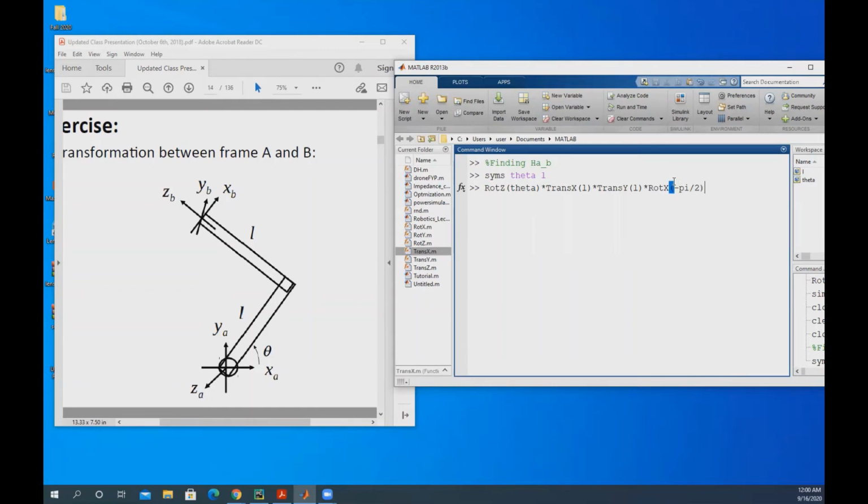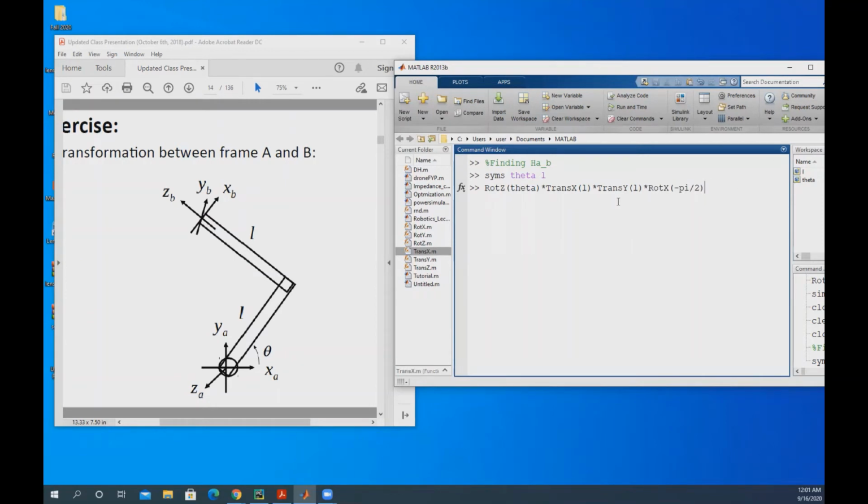So if I rotate about X by minus pi over 2, ZA, which is perpendicular to the paper toward me, is going to be in line with ZB, and then YA is going to be in the same direction as YB. So now this is my rotation transformation.